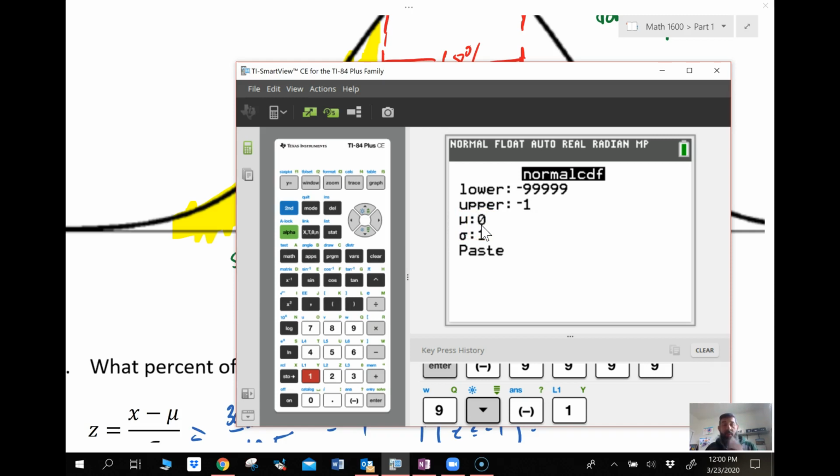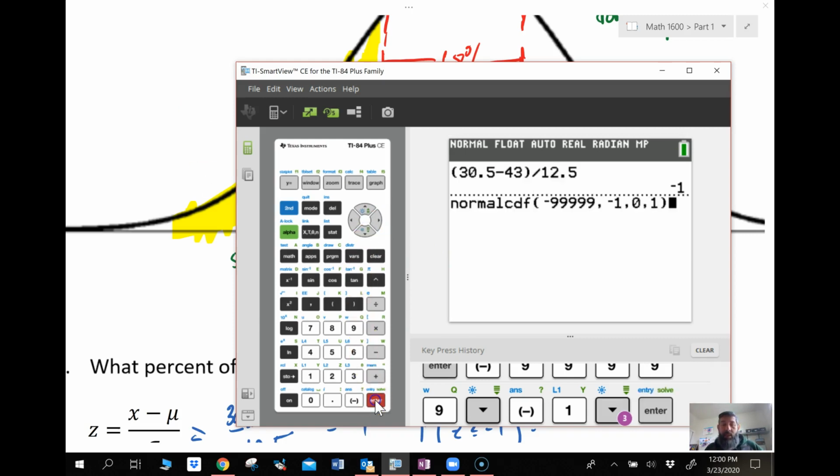If I'm using z-scores, I'm going to keep my mu at 0, because that's the mean for z-scores. The mean for z-scores is 0, and my standard deviation is 1, because I'm going 1 standard deviation above and below. I'll show you right now that you can do this without a z-score, but I wanted to show you z-scores first.